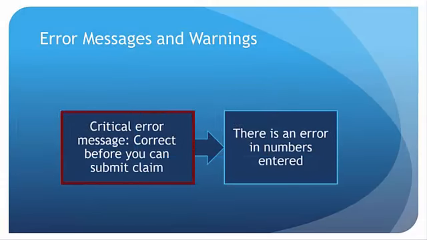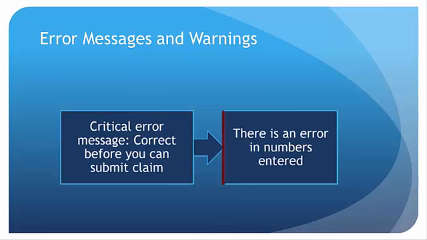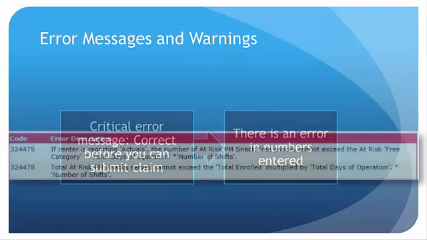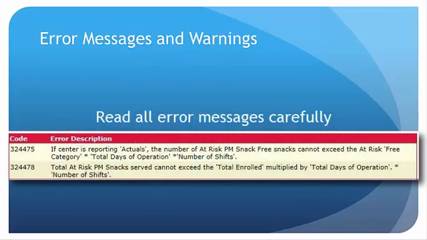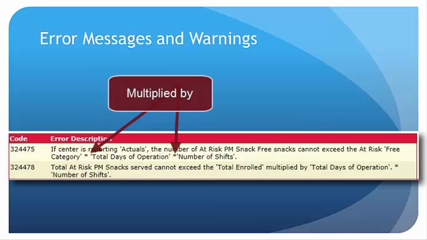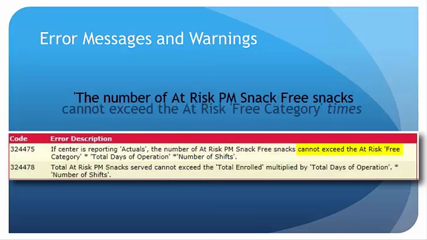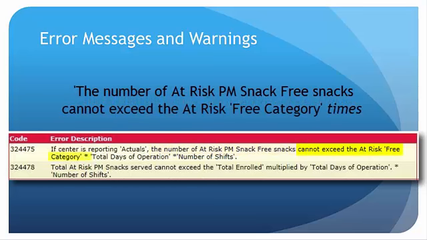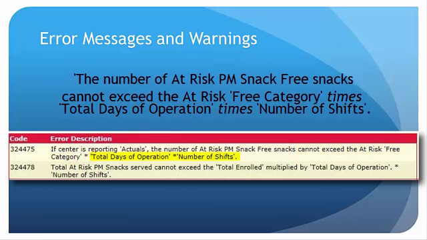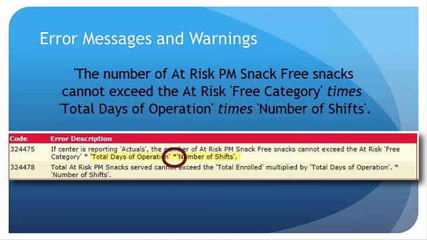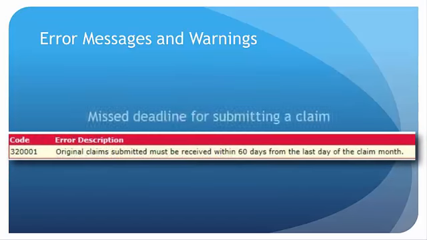Critical error messages must be corrected before you can successfully submit the claim for processing, as there is an error in the numbers entered. Please read all error messages carefully to determine the meal count correction needed. The asterisk in this message means multiplied by. The number of at-risk PM snack free snacks cannot exceed the at-risk free category times total days of operation times number of shifts. If you have missed the deadline for submitting a claim, you will receive an error message.